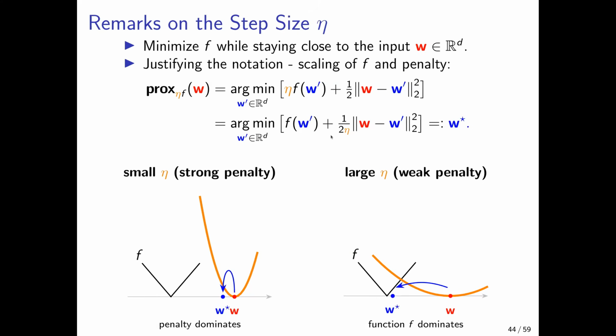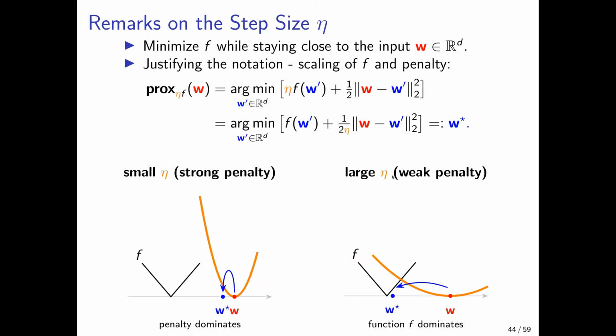This is scaled f, but the second line is what we're using as the definition because it highlights very clearly this trade-off, this influence of this eta. So for some small eta, this penalty becomes large, right? And so this means if we evaluate a proximal operator, we are making only a small step towards the minimum of f, because this penalty is so large that it keeps us close to its minimizer.